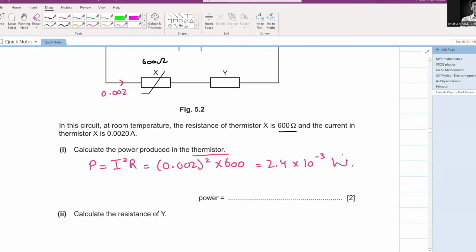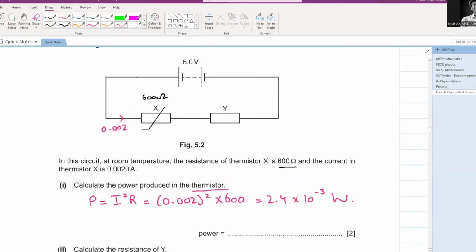Very easy. First of all, let's calculate the voltage across X. What is the voltage across X? Current, that is 0.02, into 600. 0.02 into 600 comes out to be 1.2. The voltage across X is 1.2.